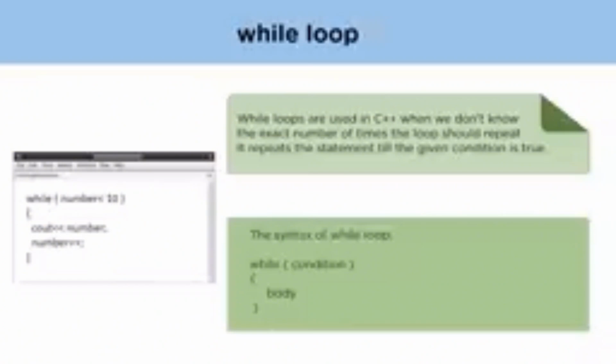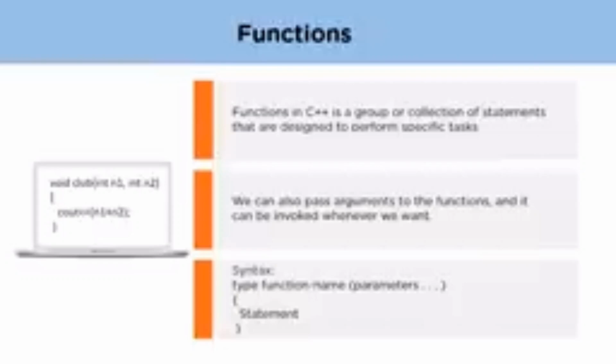Now, moving on to functions. Functions in C++ are a group of statements that are designed to perform a specific task. It allows us to write code inside the function, and then we can use that code every time we need it by simply invoking the function. We can also pass arguments to the function. The syntax of a function is type, function name, and then the parameters. Inside the function brackets, we can write the code, and we can invoke the function by calling it from the main function.